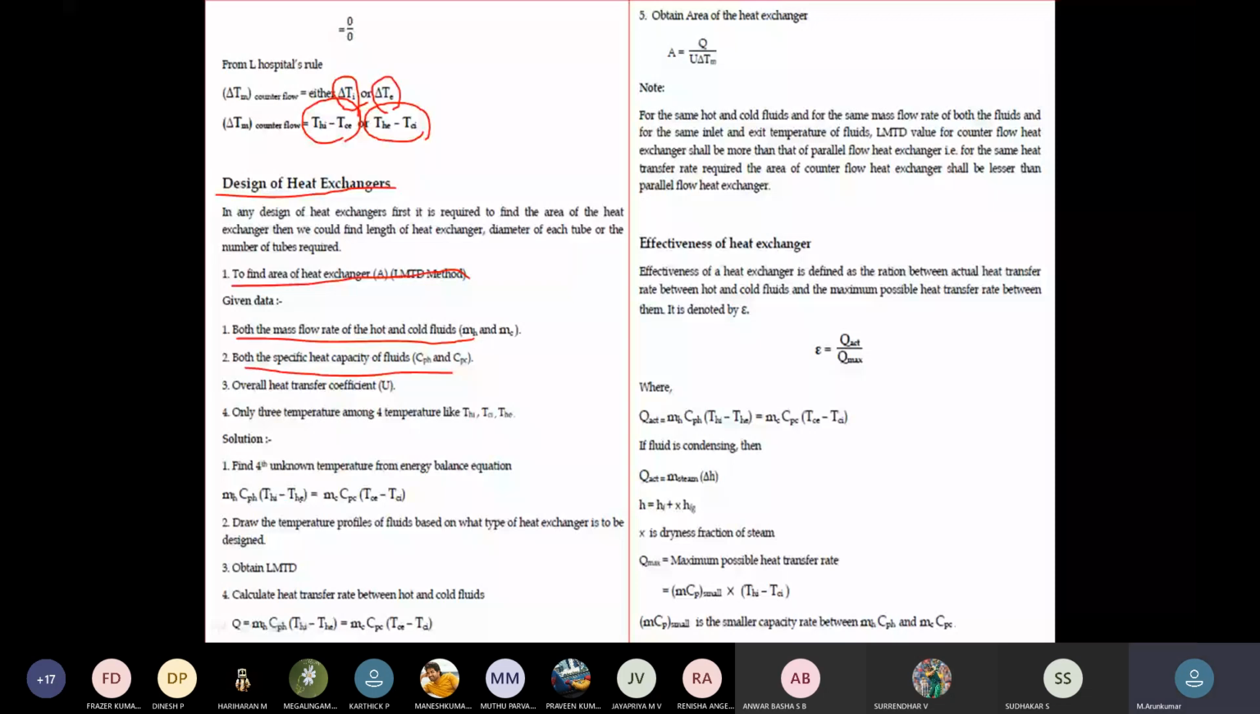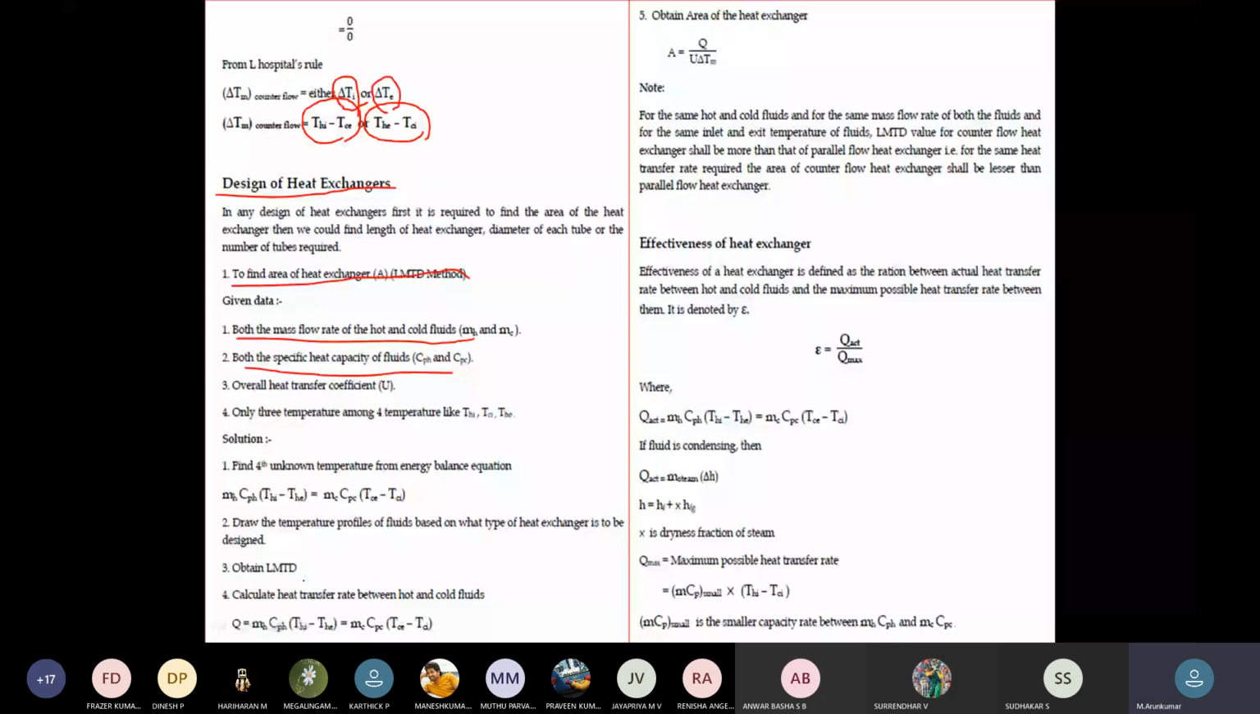So m Cp delta Th will be equal to m Cp delta Tc. Then, if you want to draw the temperature profile of a fluid based on what type of heat exchanger is to be designed, we know how to draw the temperature profile for both the parallel flow heat exchanger as well as the counterflow heat exchanger. Then we have the LMTD equation. Then we can substitute the known values to find the LMTD.